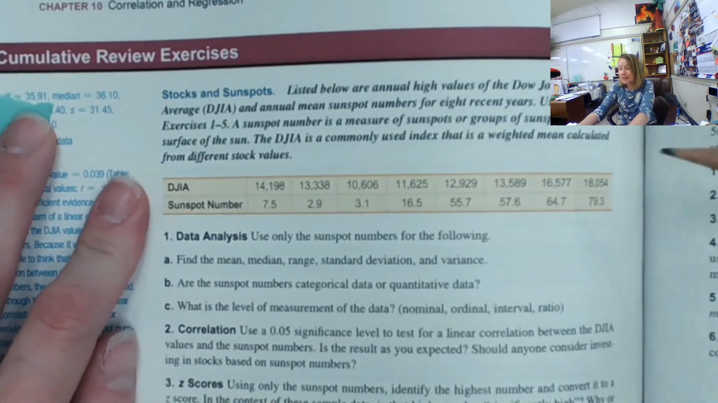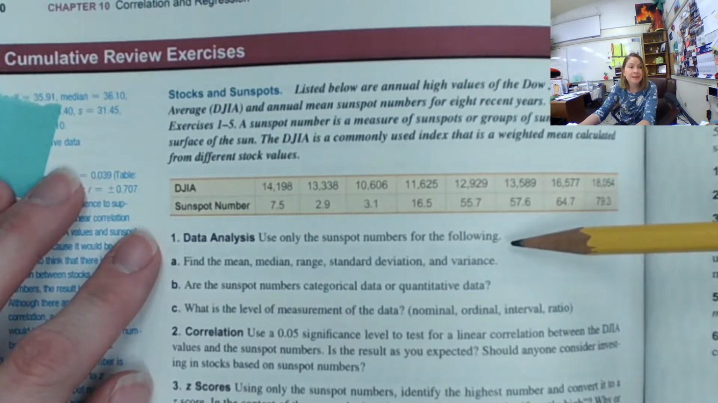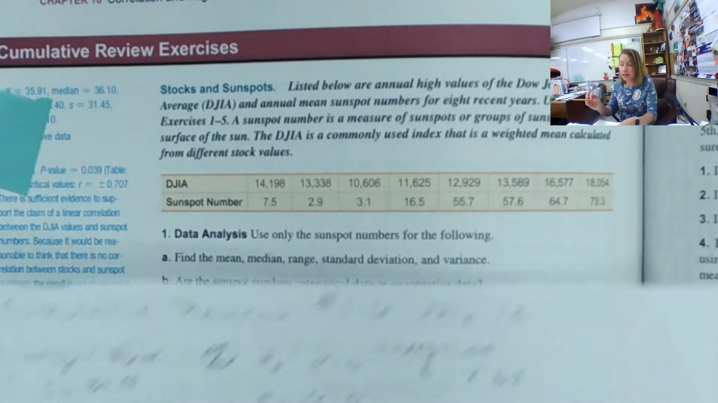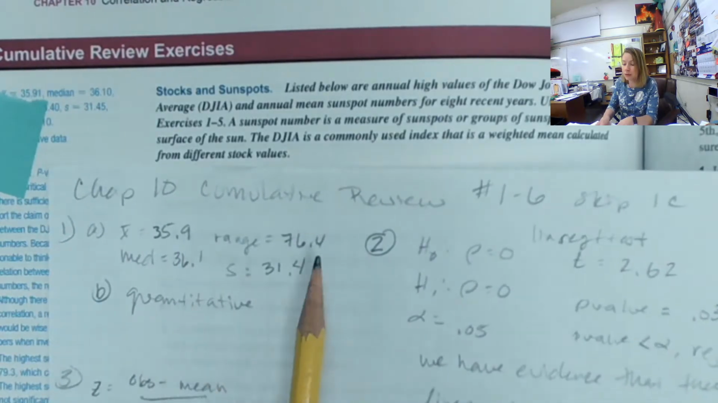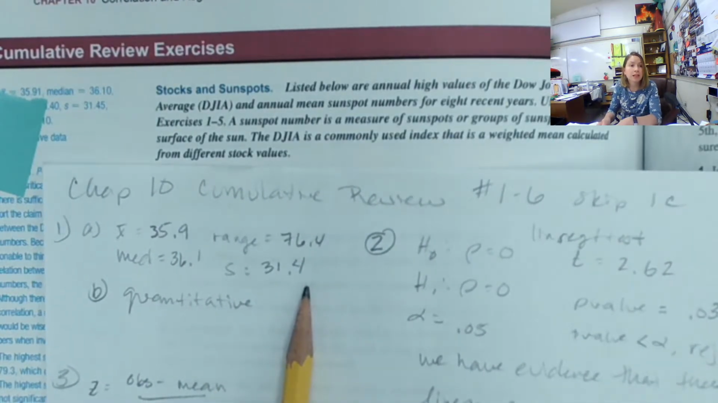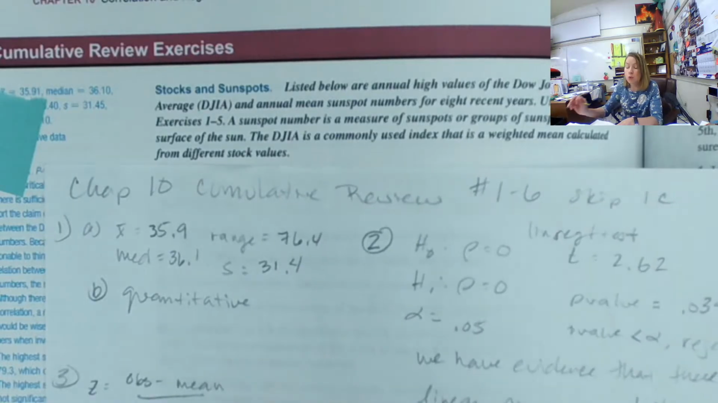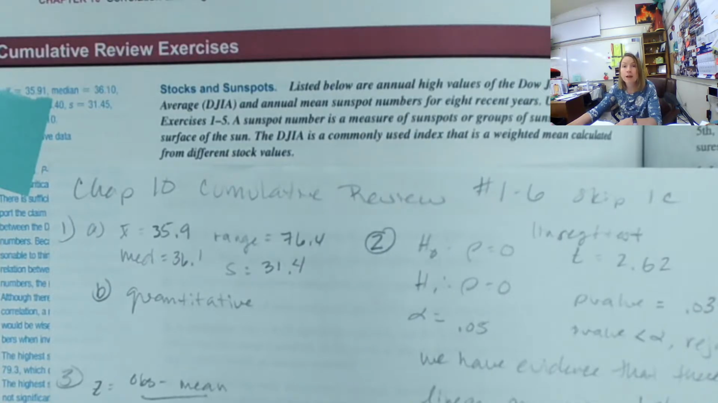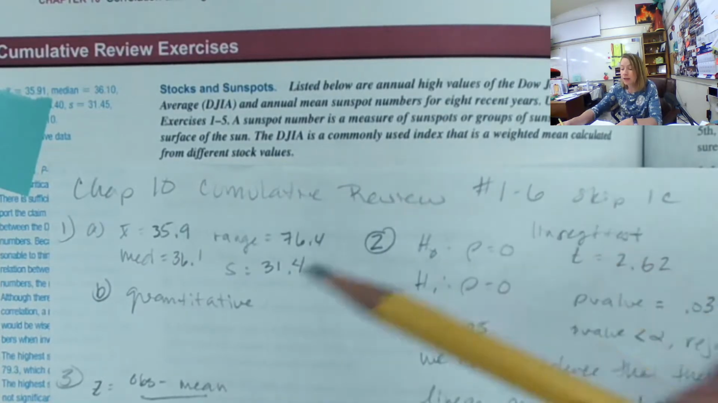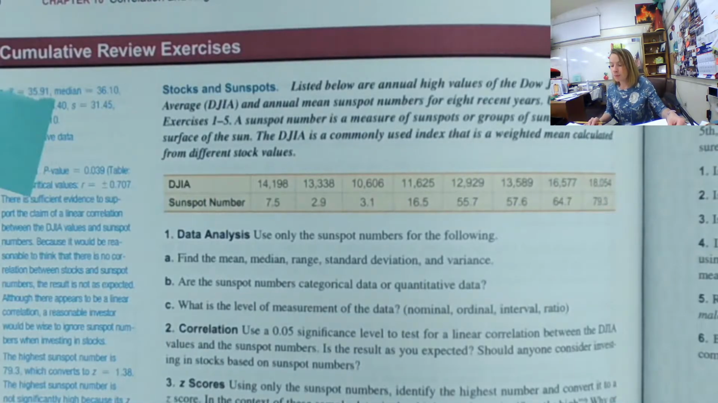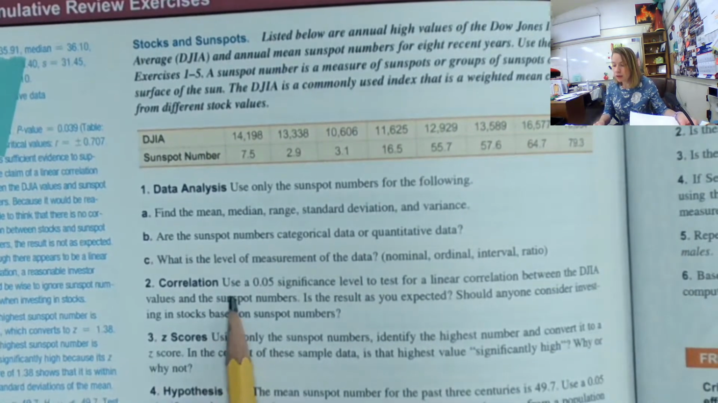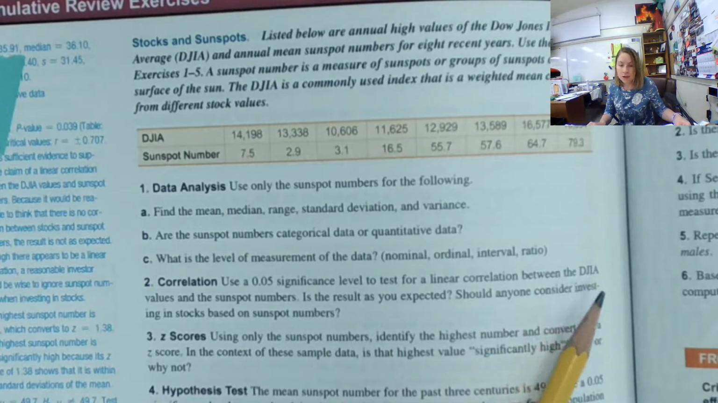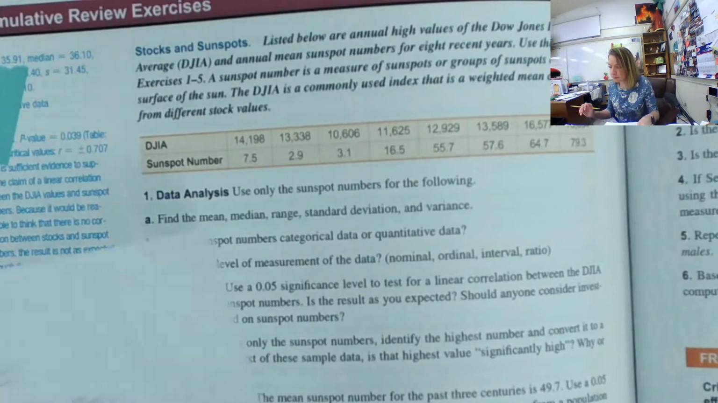So looking at this, the first thing they want us to do is just data analysis. For the first one, they want us to just look at the sunspot numbers and find the mean, the median, the range, and the standard deviation. Remember, skip the variance. It's quantitative. It's something that we're counting, right? It's not categorical. We're not looking at the color of the sunspot or something like that. It is quantitative data. Number 2, use a 0.05 significance level to test for linear correlation between those two things.